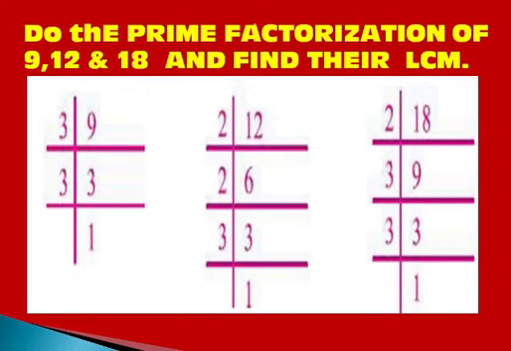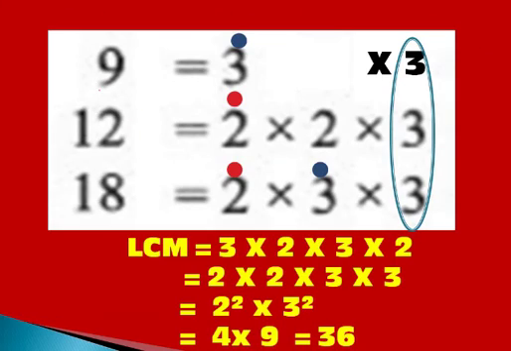Now your question number 2 is, do the prime factorization of 9, 12 and 18 and find their LCM. First find out their prime factors by the division method. Then we express each one of them as the product of their prime factors, like 9 can be written as 3 times 3, 12 can be written as 2 times 2 times 3, and 18 can be expressed as 2 times 3 times 3. Here this 3 is common in all of them.